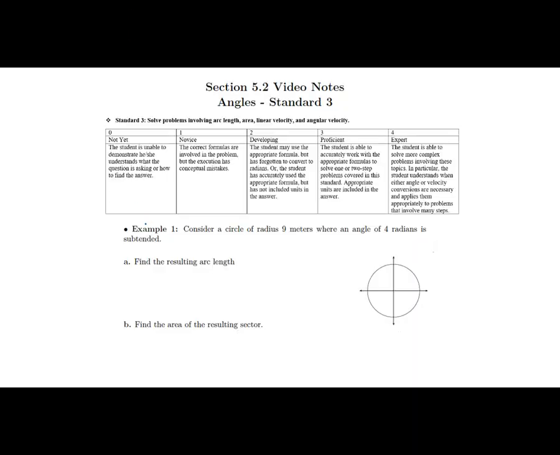In this video, we're going to address the first two topics in this standard, arc length and area. Linear velocity and angular velocity will be topics we'll get to in the next video. So we're going to look at example 1 that asks us to consider a circle of radius 9 meters where an angle of 4 radians is subtended. It wants us to find the resulting arc length and the area of the resulting sector.